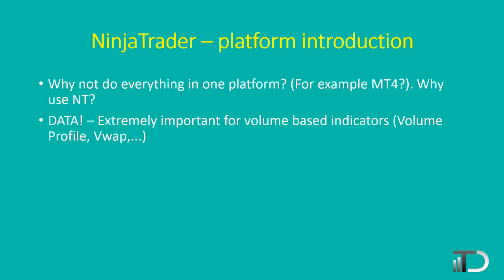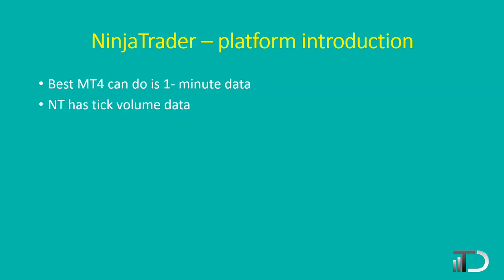So at this point, you may ask why I don't do everything in just one trading platform, why I don't do my analysis, for example, in MetaTrader 4. Everybody uses MetaTrader 4, so why not use it for the analysis? Why bother with NinjaTrader? The main reason is the data. Having good data is extremely important for volume-based indicators, like for example, volume profile or the VWAP. You can't really plot volume profile or VWAP if you don't have good volume data. And unfortunately, MetaTrader doesn't really provide that. In fact, the best MetaTrader 4 can do is 1 minute data, whereas NinjaTrader has tick volume data, which is the most accurate data you can get.